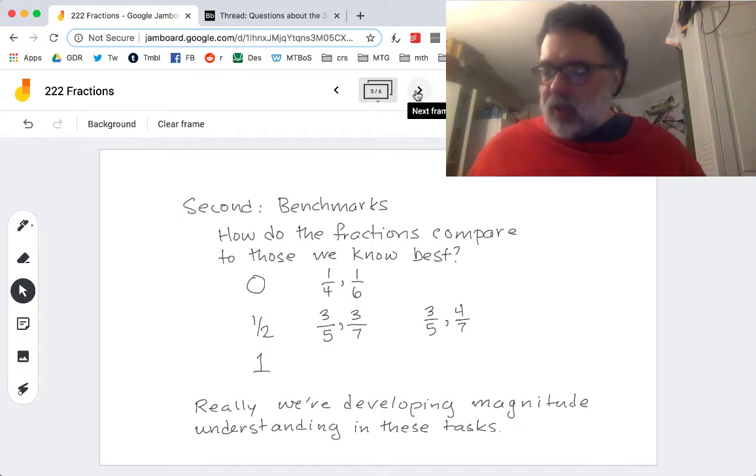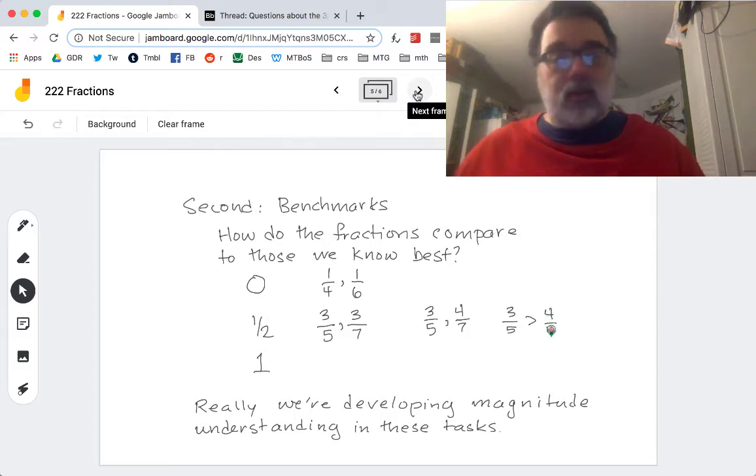She said, 3/5, that's close to a half. 2.5 5ths would be a half. So it's a half of a 5th away. And the 4/7, same way, 3.5 7ths would be a half. So it's a half of a 7th away. Well, the half of a 5th is bigger than the half of a 7th. So I know that 3/5 is bigger than 4/7.